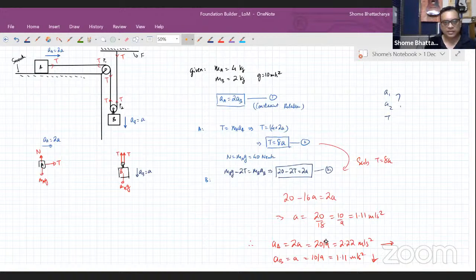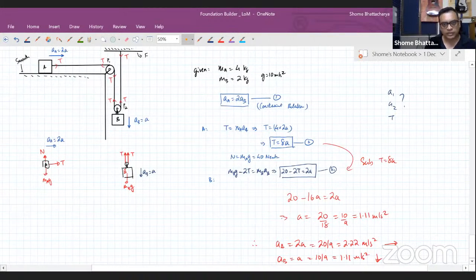Okay, so I'll systematically take you through the whole solution once more, but just note down the equation solving first.